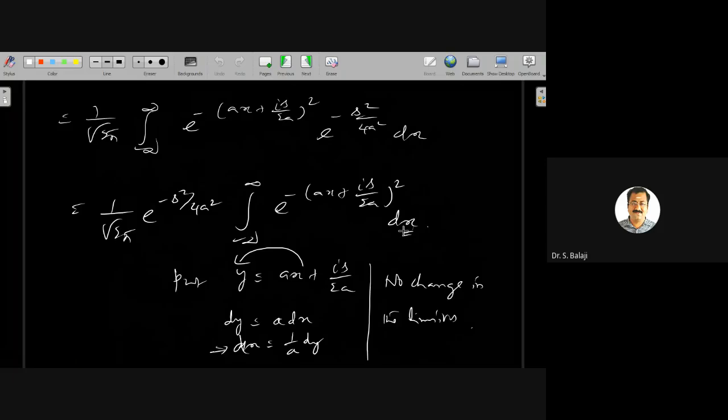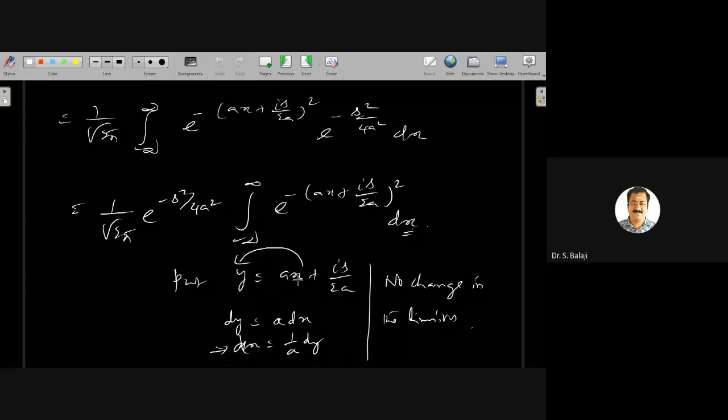Now again to evaluate this integral, the integration is with respect to x, therefore x is a variable. Here the addition term will be treated as a constant. Therefore we let y equal ax plus s by 2a. We are converting x to y, therefore dy becomes a dx, since a is treated as a constant, and dx correspondingly becomes 1 by a dy.